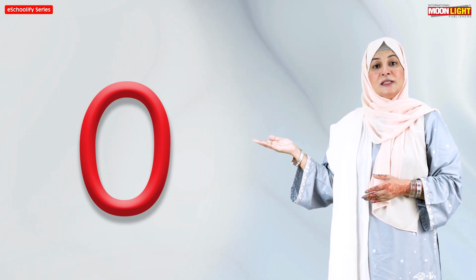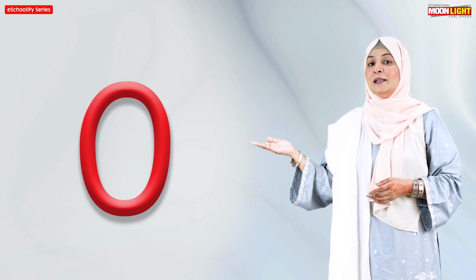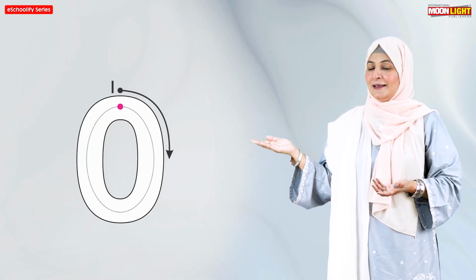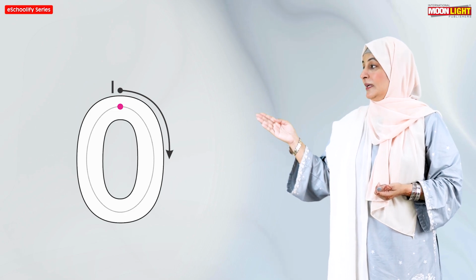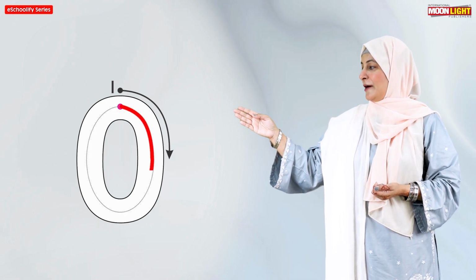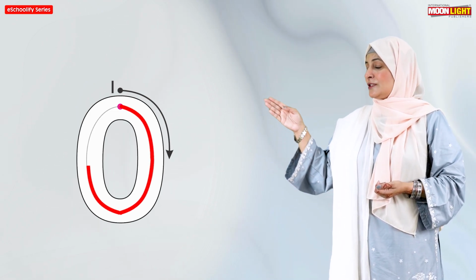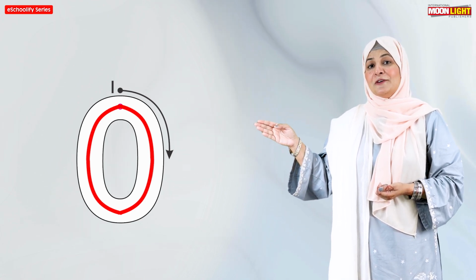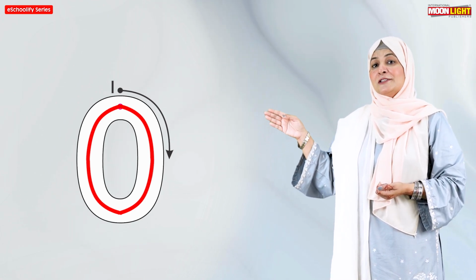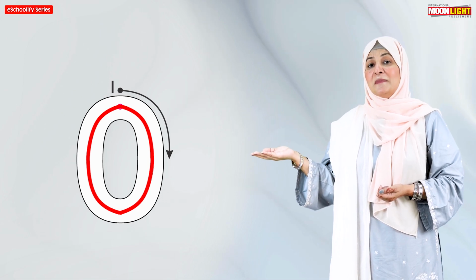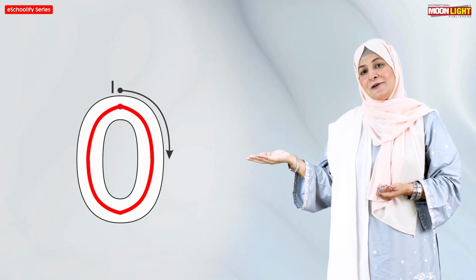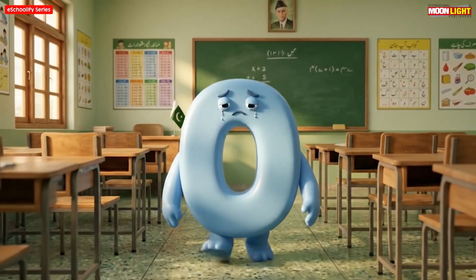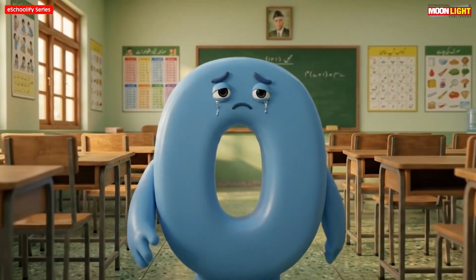0 means nothing. So, let's start again. How to write it? Okay, let's start. Start from the dot, go round, round, round, round, round and stop. We will join dot to dot. It will make number 0. So, 0 is sad because 0 means nothing.